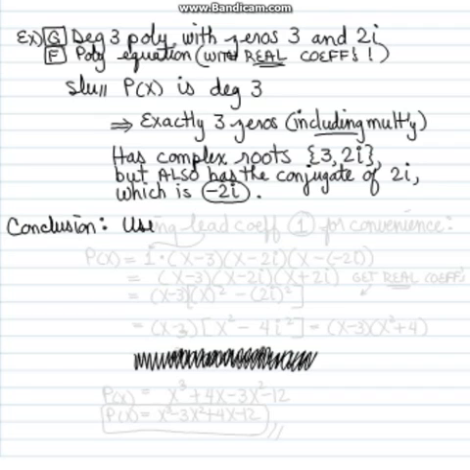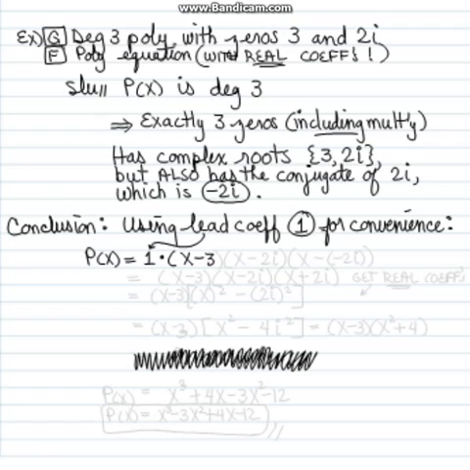Conclusion, using the lead coefficient 1 for convenience, because you can use any lead coefficient. I'm just trying to keep it simple, and that's the way you're going to do it on your test. P of x equals the number 1 times the linear factorization, x minus 3 times x minus 2i times x minus negative 2i.